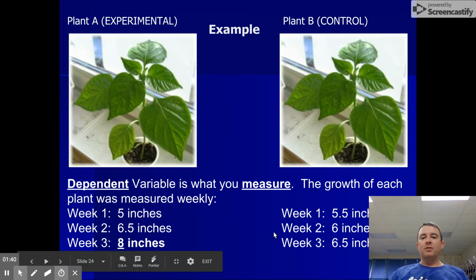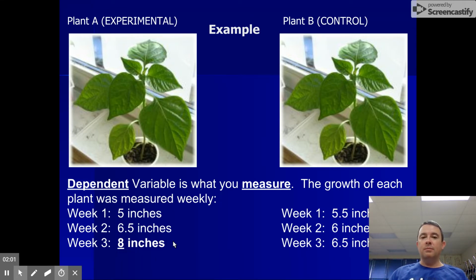And so you can see I've just made up some data here. Let's say that the plants started out week one about the same height, 5 or 5.5 inches. And then I recorded the growth of each plant weekly. And it doesn't take a rocket scientist to figure out that plant A did, in fact, grow at a much faster rate than plant B.